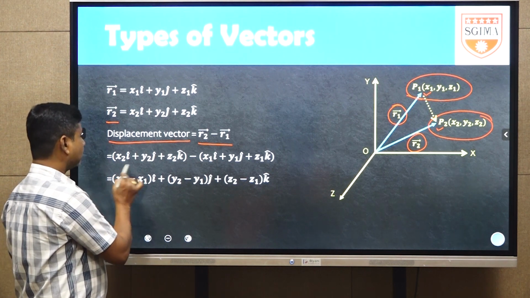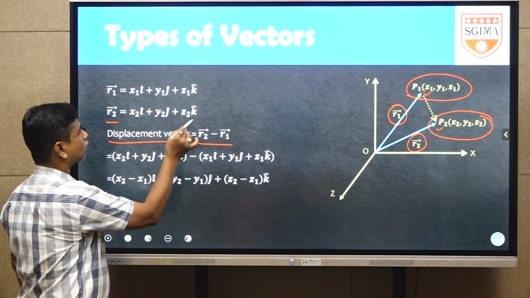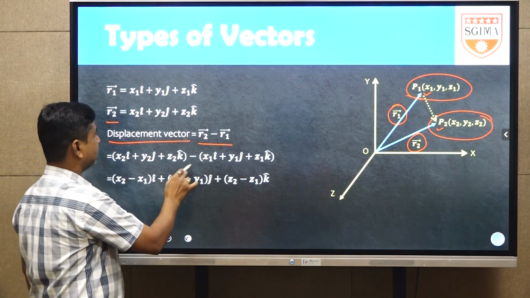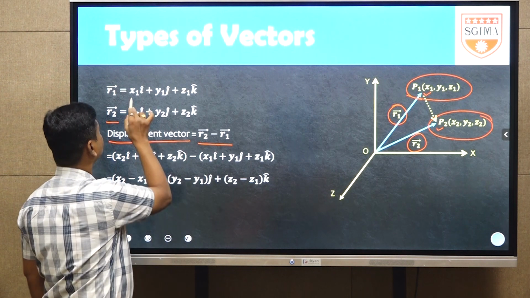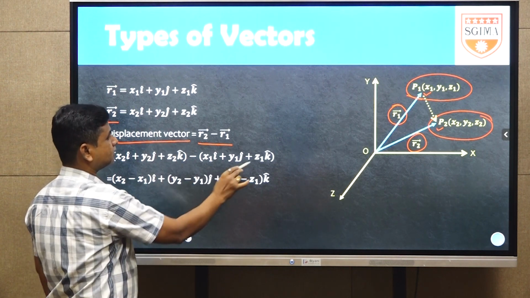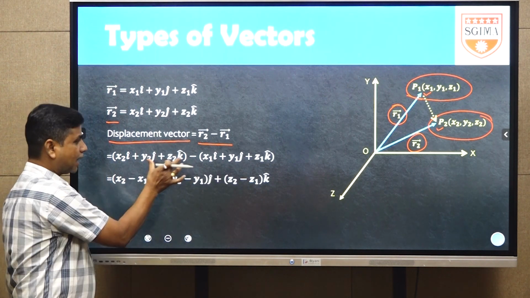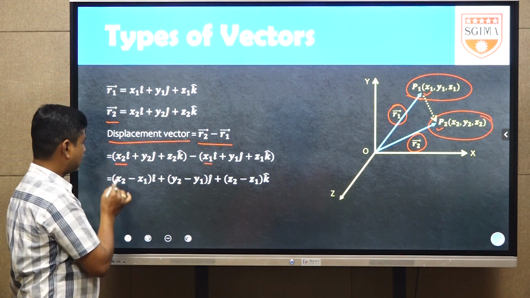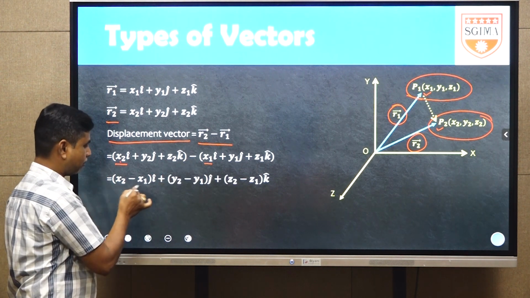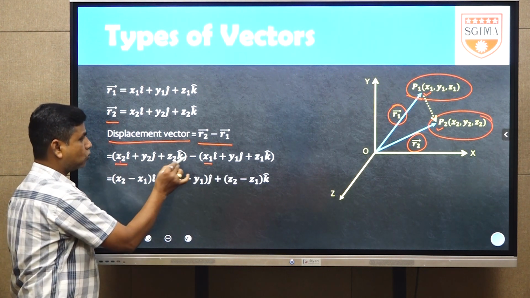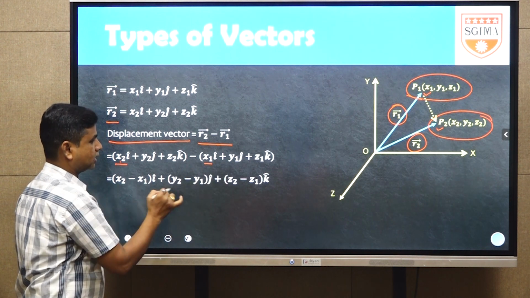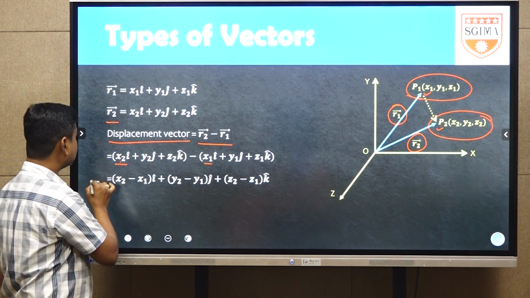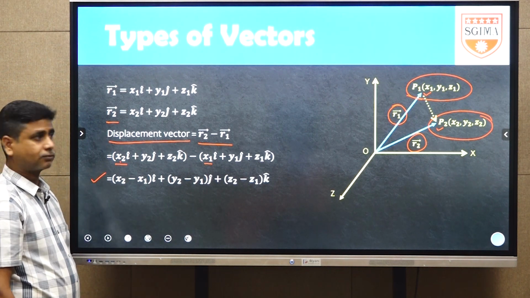Here r2 bar is x2 i plus y2 j plus z2 k, minus the initial position r1, x1 i plus y1 j plus z1 k. Here we take the i cap terms together: x2 minus x1 i cap, y2 minus y1 j cap, z2 minus z1 k cap. It will give the displacement vector.